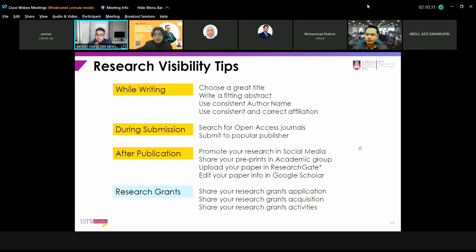But again, sometimes the Google Scholar indexing is not complete. Therefore, you need to do some housekeeping. I will share with you how to do housekeeping in Google Scholar later. And last but not least, besides papers, research grants.